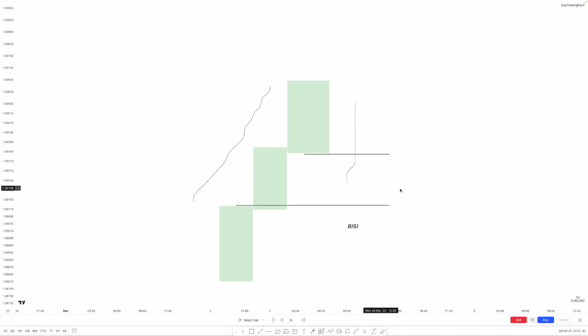So once price trades in, we block out the sell side imbalance and then we can look for price to trade higher into the buy side liquidity. So this is how you can be characterizing your fair value gaps.